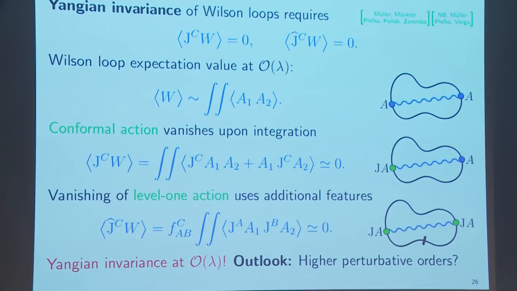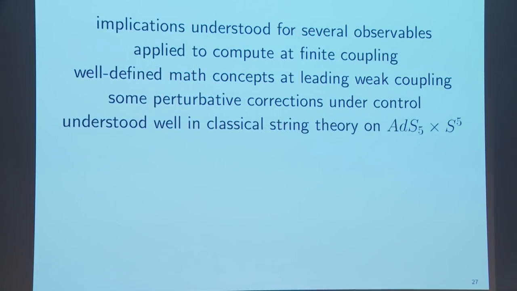Now, one thing I'm certainly interested in is computing higher perturbative orders and seeing whether at higher orders, where you have more propagators or maybe some vertices inside here, these still respect the symmetry. And this is in particular a question for anomalies.